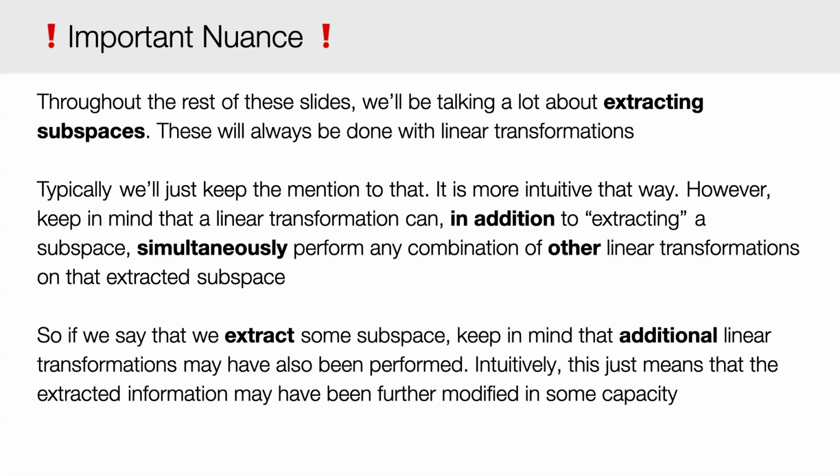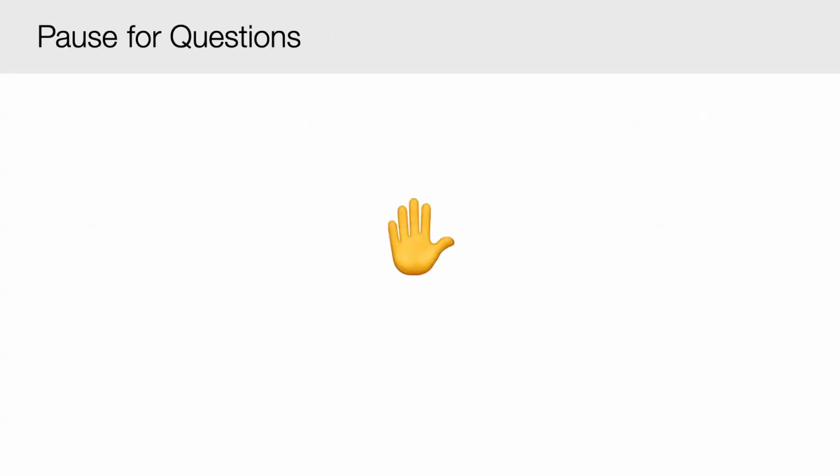And then one more important nuance. This is literally the same thing. We really wanted to hammer this home, because we're going to use the term extracting a subspace, and we're going to leave it at that. But we want to make it clear that when we say that, just subconsciously know that more can also be happening. To keep things intuitive, we're just going to use that one term to keep things simple. All right, questions?